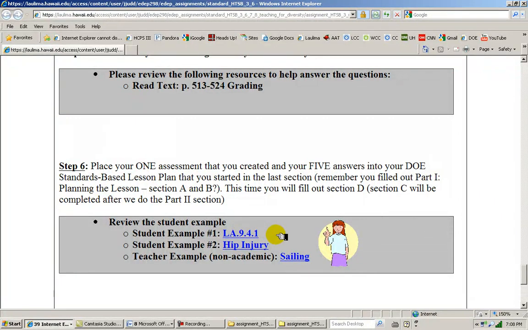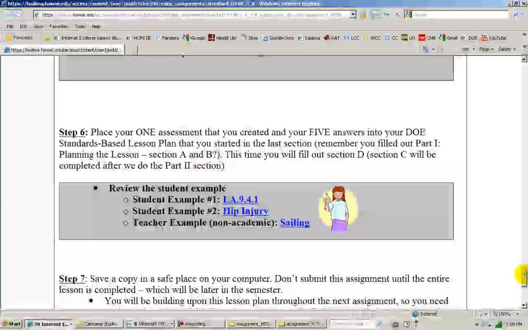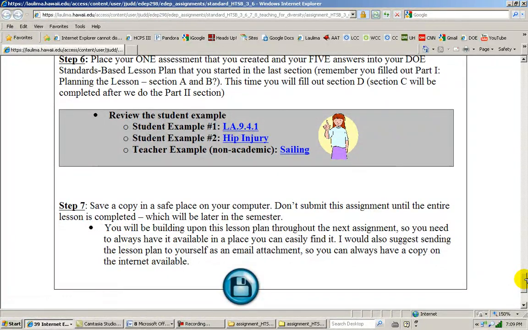And you can see a couple of examples of how to do that, including the non-academic sample. And then save it in a safe place, and then you'll put that together with your instruction in the next section, and then that's what you'll turn in.